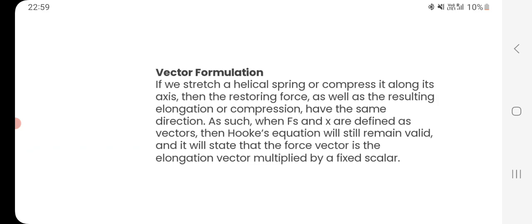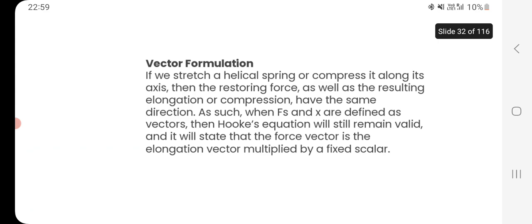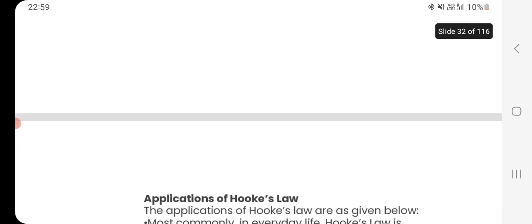Now, vector formulation. If we stretch a helical spring or compress it along its axis, then the restoring force as well as the resulting elongation or compression have the same direction. As such, when Fs and x are defined as vectors, Hooke's equation will still remain valid, and it states that the force vector is the elongation vector multiplied by a fixed scalar.